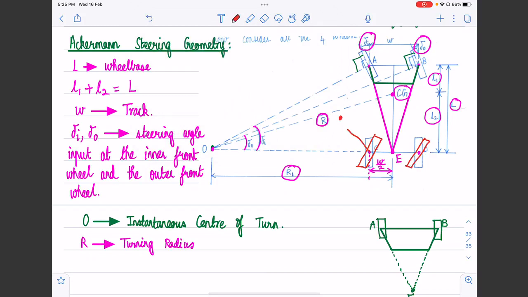We essentially take the perpendicular lines. This is not a great diagram, but we may need to adjust the angles such that the point O comes somewhere here. So the angles have to be adjusted accordingly. You can see that immediately the turning radius becomes smaller with all wheels steering.